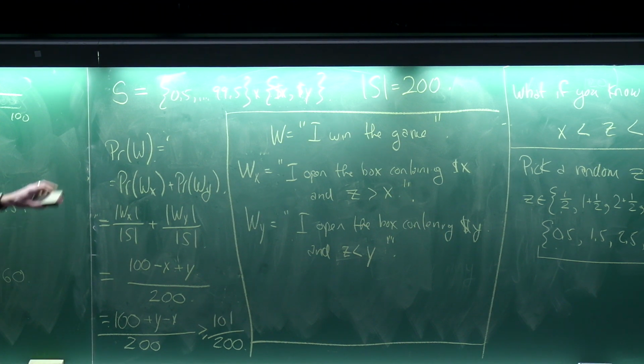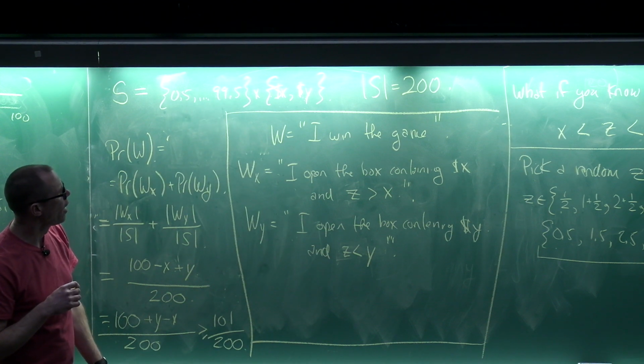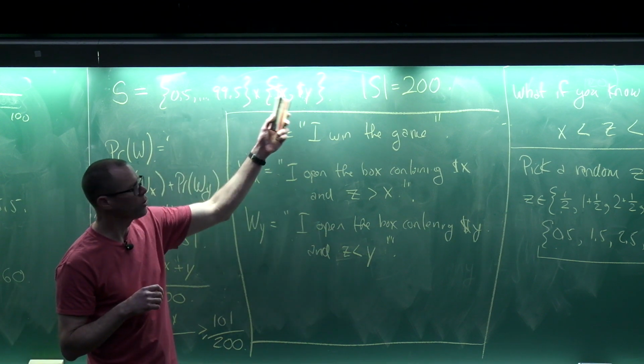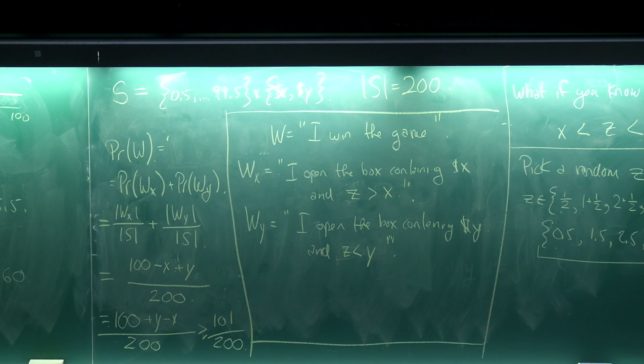200 is the size of the set S. So that's the number of choices for this number Z that I pick. There's 100 of those plus 2 choices for which box I open. Yes, this assumes that in the original statement the number of dollars in the box is an integer between 0 and 100.